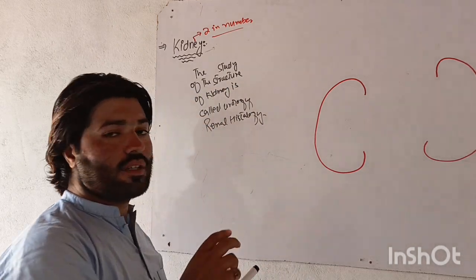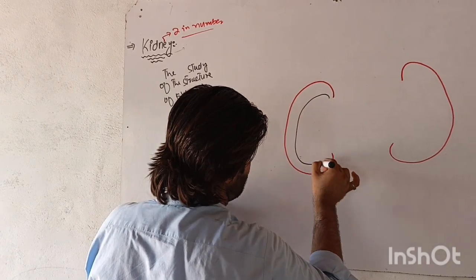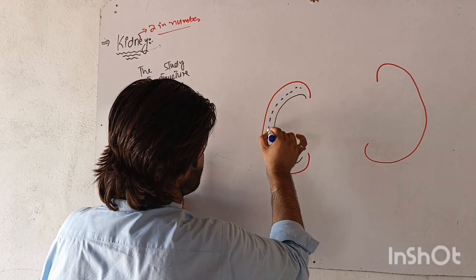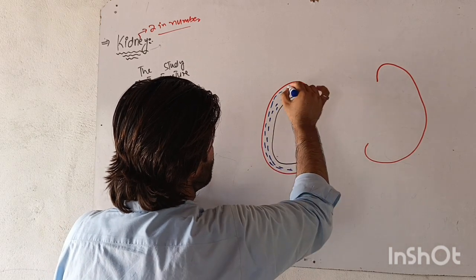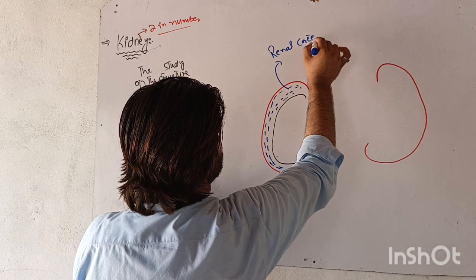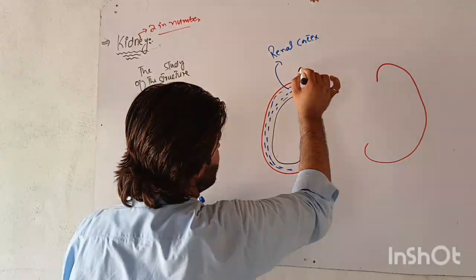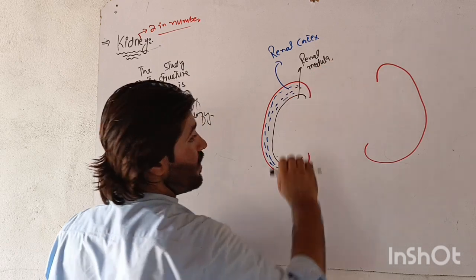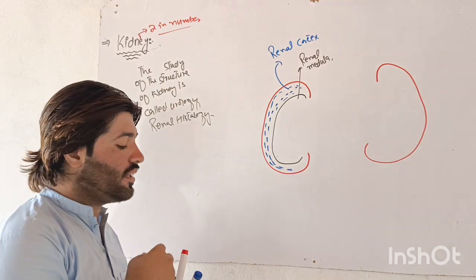One is the left kidney and the second one is the right kidney. The outer part of the kidney is called the renal cortex, while the inner part of the kidney is called the renal medulla.